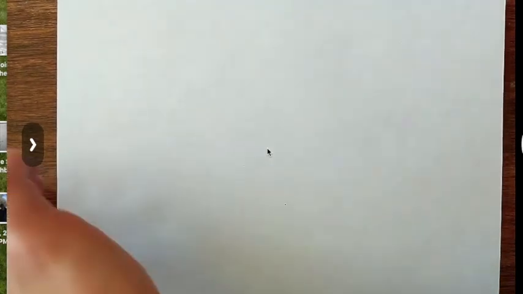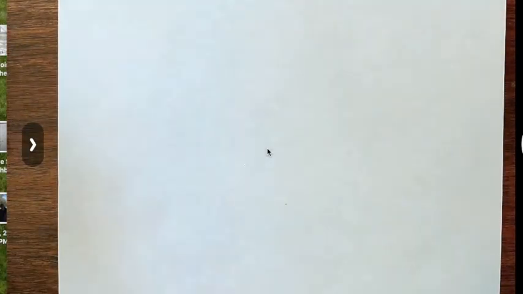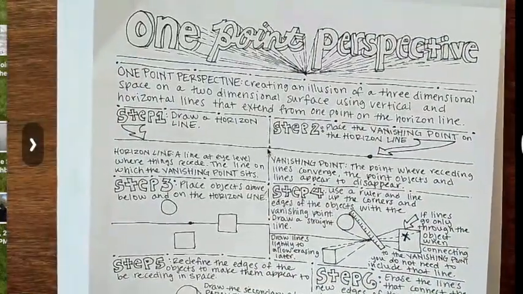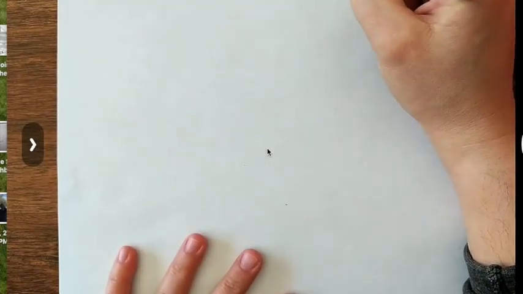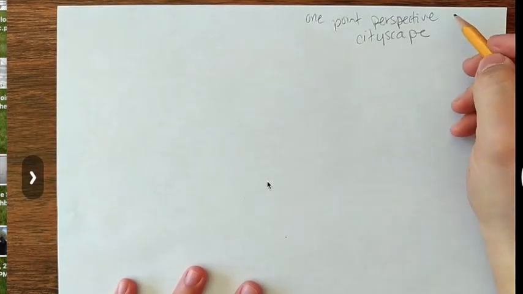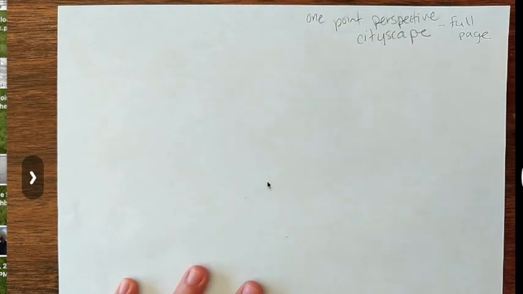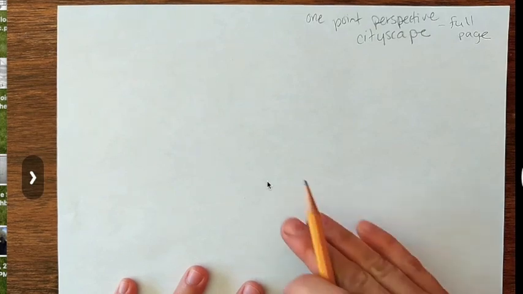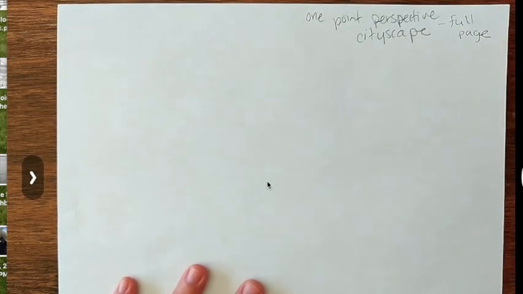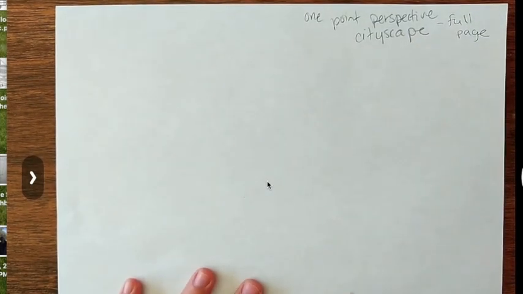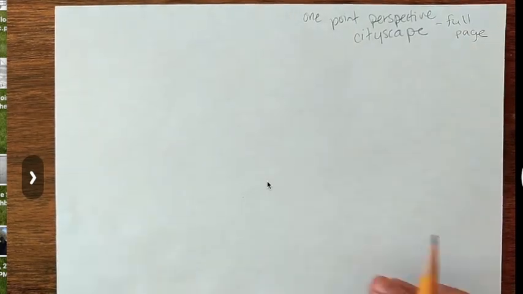All right, so this is looking at that last exercise in our 1-point perspective packet that I said to save for week 2. This is doing a 1-point perspective cityscape, and I'd like you to do that as a full page. So whether that's a full separate piece of paper or a full page in your sketchbook, either place is okay, but I want you to have lots of space to do lots of different things in your cityscape. And so I'm gonna take a little bit of time to show you how to do that.